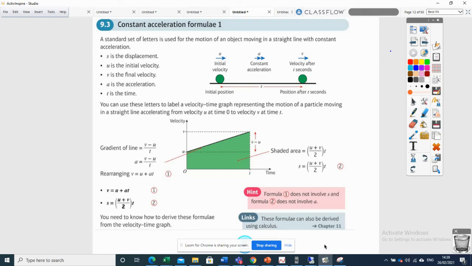Okay, welcome to video 9.3 for constant acceleration formula 1. This is the examples for exercise 9C.